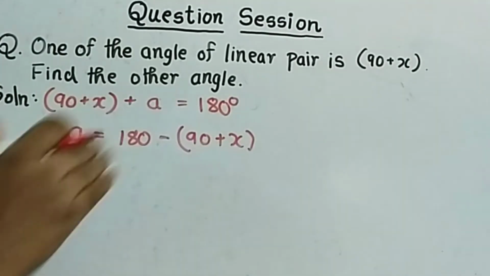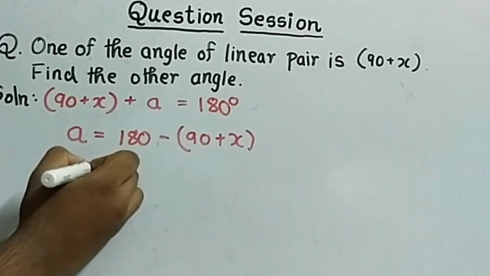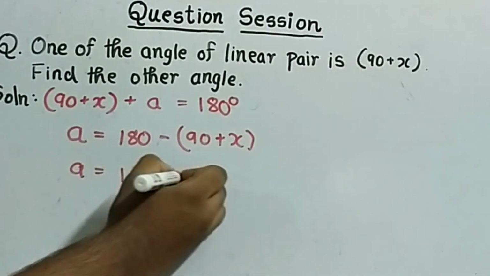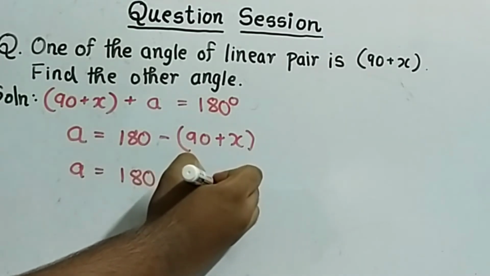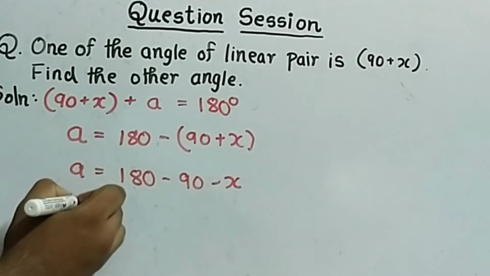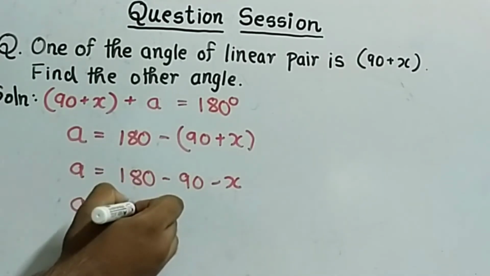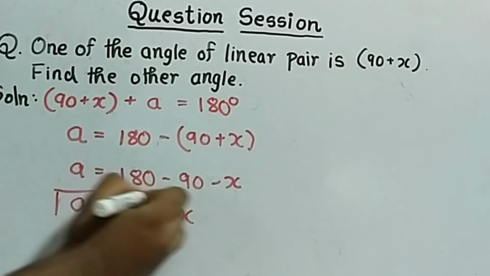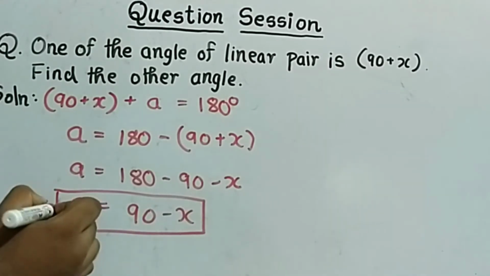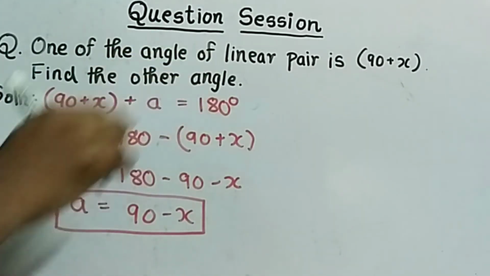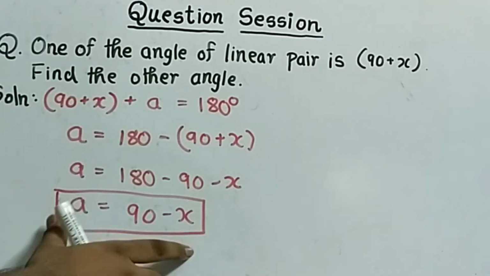After opening this bracket, 180 minus 90 minus x. So 180 minus 90 is 90. So we can write here 90 minus x. So we got our answer: angle a, the other angle of the linear pair, is 90 minus x.